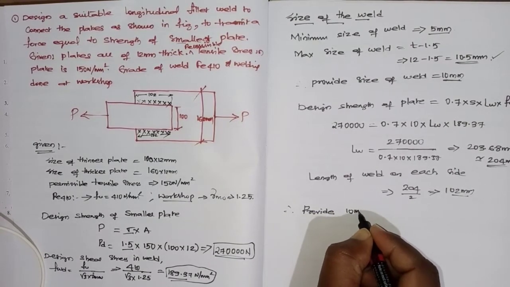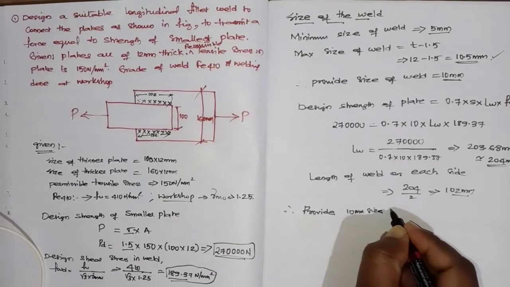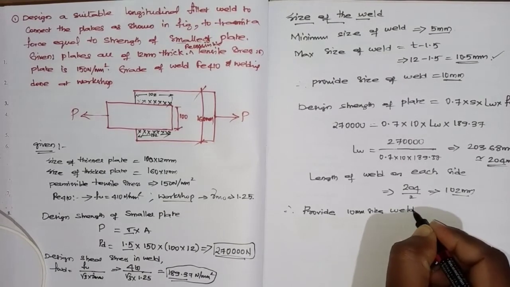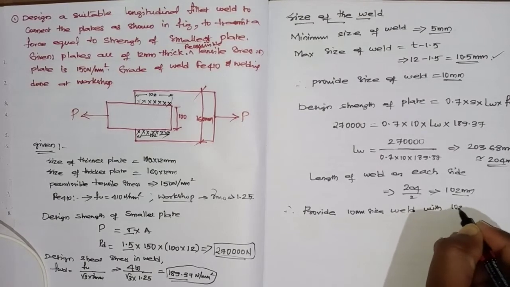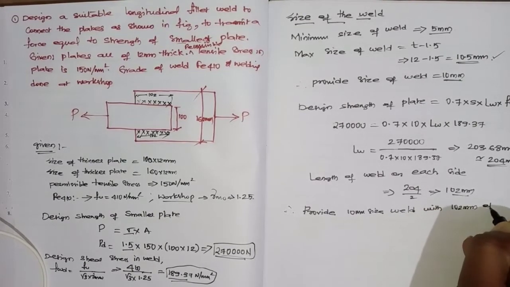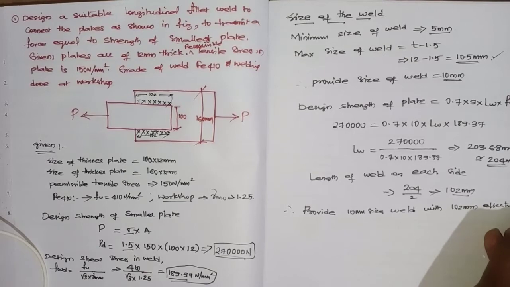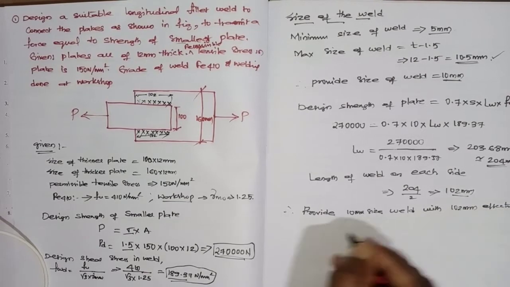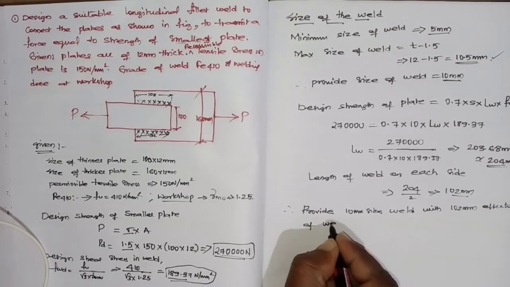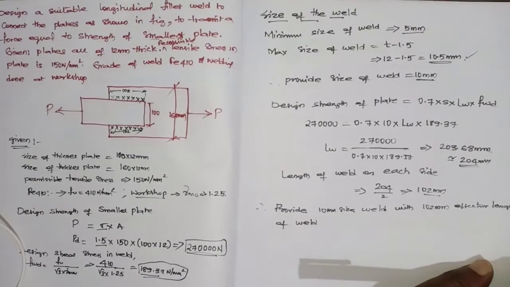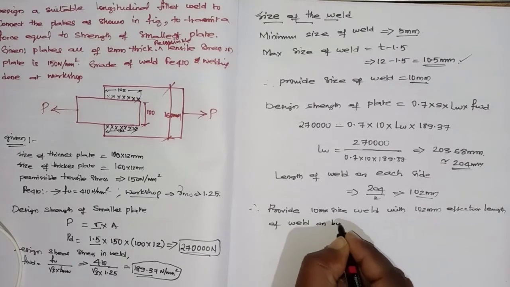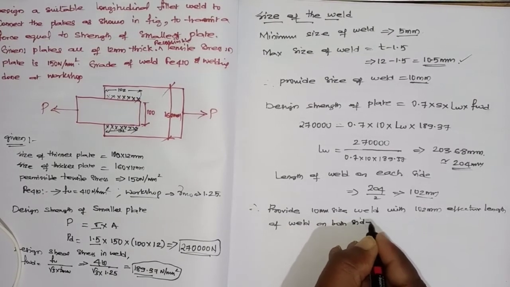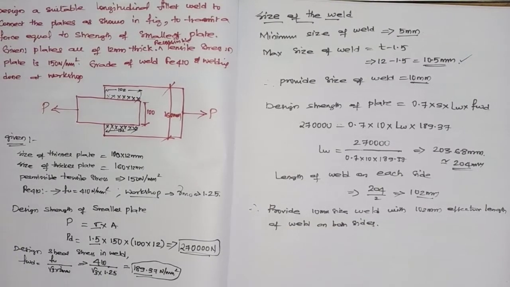Therefore, finally, the design is: provide 10 mm size weld with 102 mm effective length of weld on both sides.